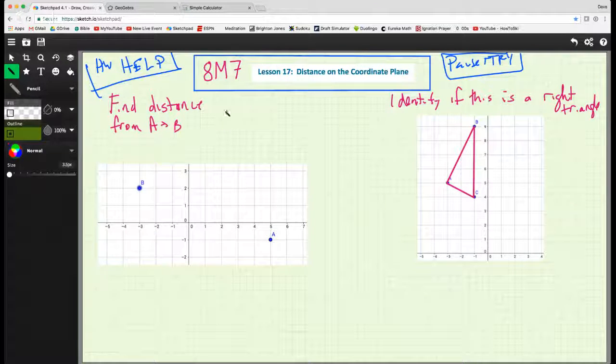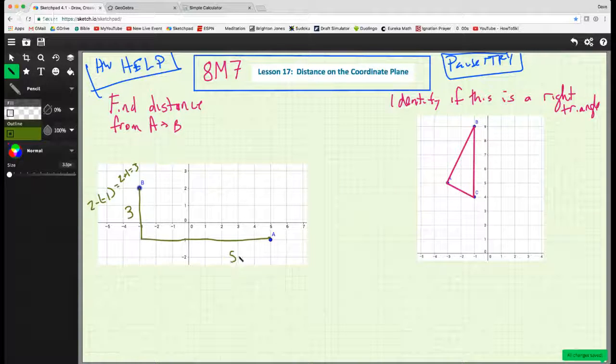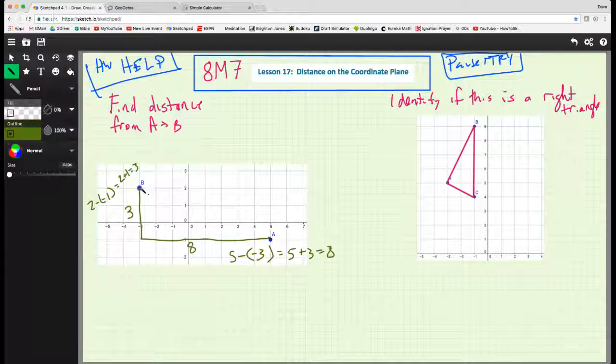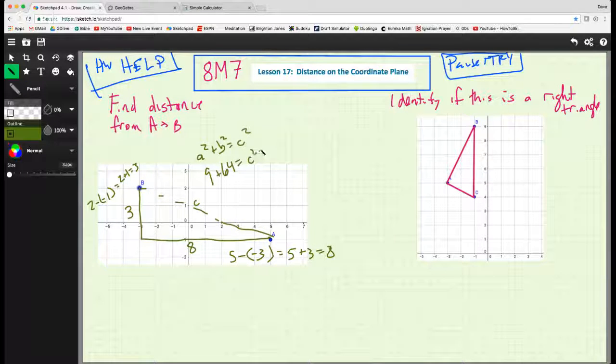The distance from A to B is simply the Pythagorean theorem one time. So this is 2 minus -1, which is 2 plus 1 equals 3. And this here is 5 minus -3 equals 5 plus 3 equals 8. So this side is 8. So a squared plus b squared equals c squared, and this is c. So you get 9 plus 64 equals c squared. So that's 73 equals c squared. So c equals the square root of 73.